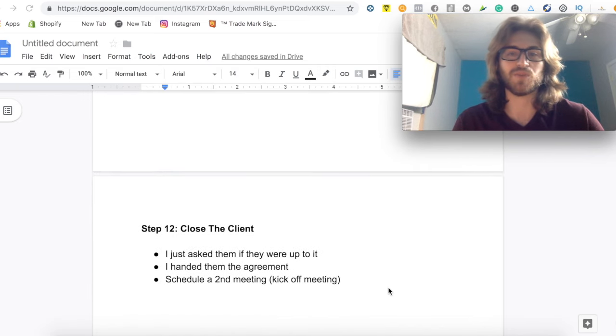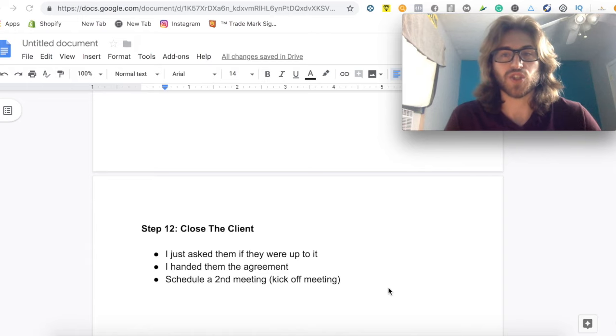Which leads me to my last step. You've got to just close the client. Basically what I did was I just asked them, hey, are you up for it? And they agreed to it. I handed them the agreement, and they agreed to a 14-day trial. If the trial goes very well, most likely they will continue it, because I think it's going to go very, very well. But I'll keep you guys updated.